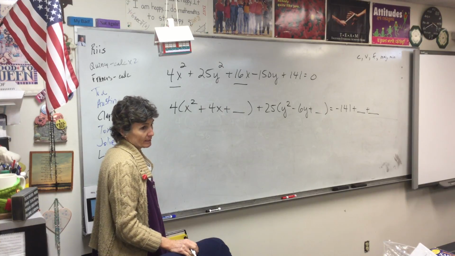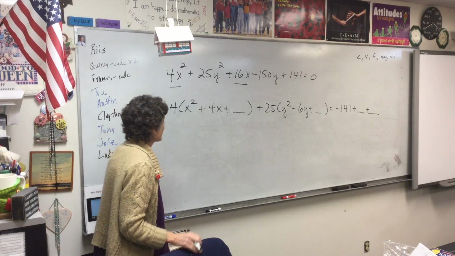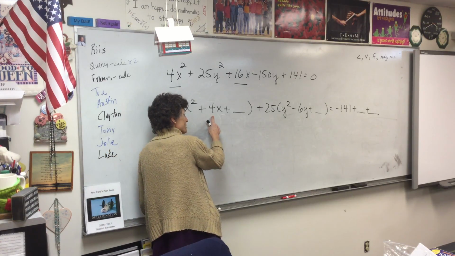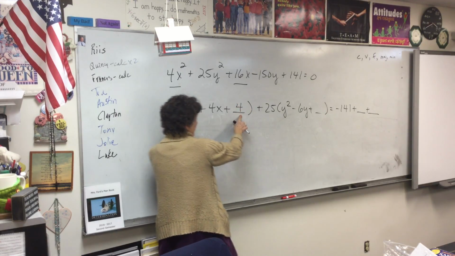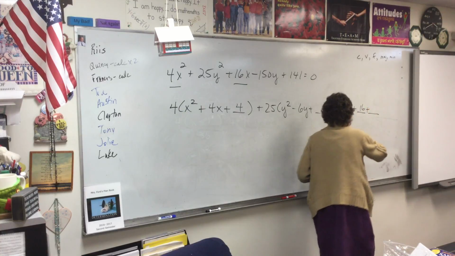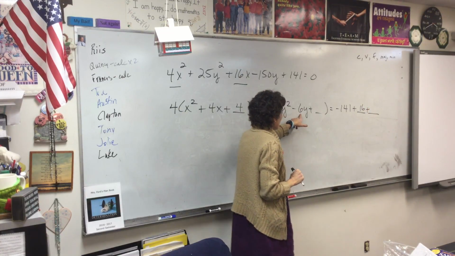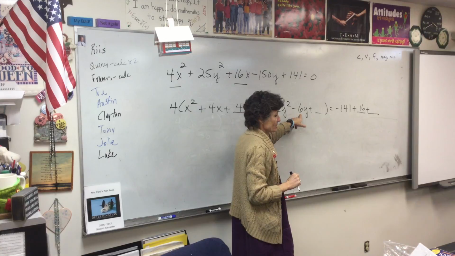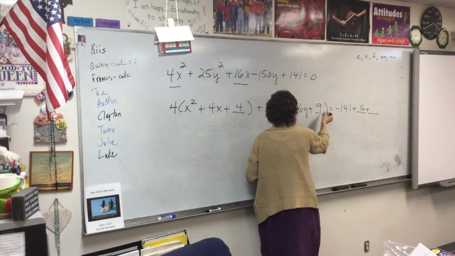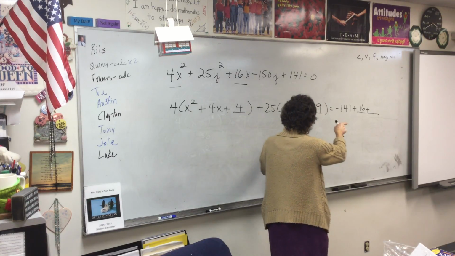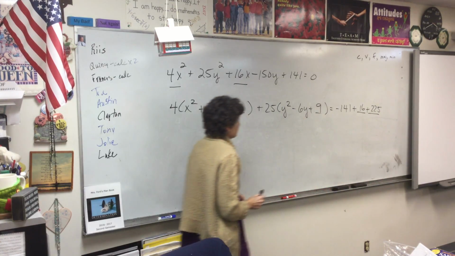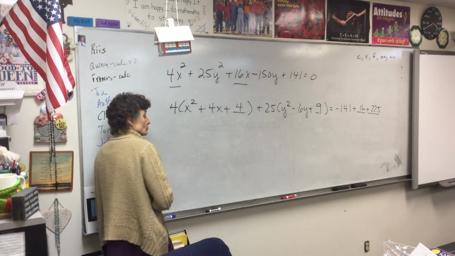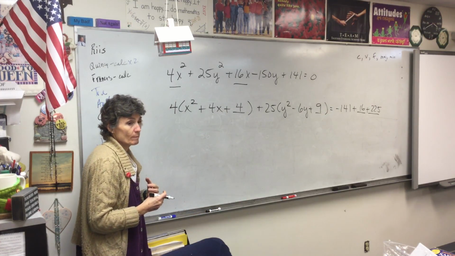Does that look all right to everybody? Gotta be able to do this by yourselves. All right, let's complete the square. Half of 4 is 2 squared is 4, but that 4 is really a 16. Half of 6 is 3 squared is 9, but the 9 is really a 225. Everybody okay?